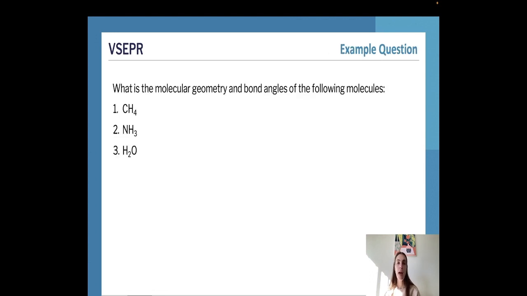So now we just have an example question. If you're watching this live, feel free to take a moment to try these out yourself. We'll give about 1 minute for you to figure out what the molecular geometry and bond angles of the following molecules are. If you're watching the recording, feel free to take this time to try these out on your own and pause the video if you need. Basically we want to determine what the bond angles of CH4, NH3 and H2O will be. I'll give you about 1 minute to try that on your own.